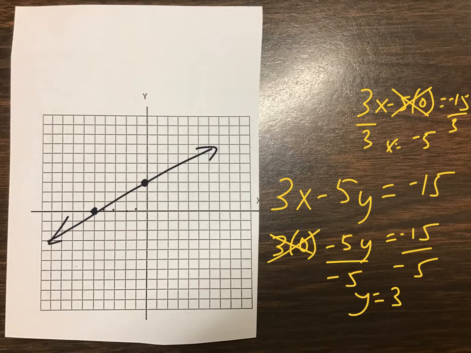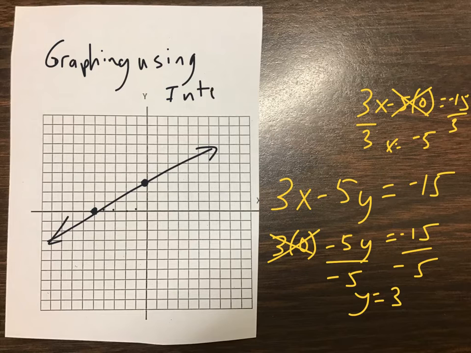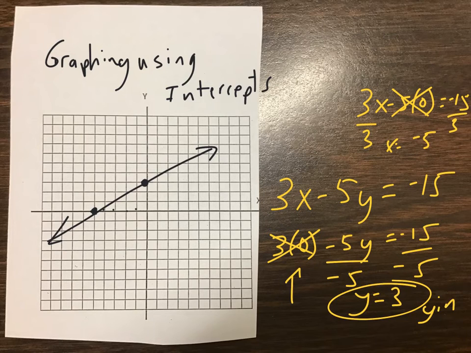You know, I have to have 2 points. That's correct. So we're graphing using intercepts. So we found when we put the 0 in for x, we found the y-intercept. When we put the 0 in for y, that found us the x-intercept. That's weird. Yeah? It works.